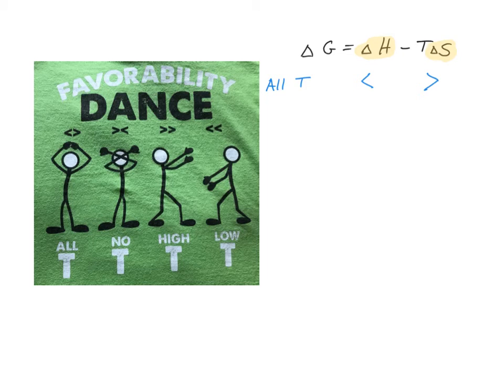If you have the situation where delta H is less than 0, delta S is less than 0, that means at no temperature will that reaction be spontaneous. Remember, delta H greater than 0 means endothermic. It's going to tend towards non-spontaneity. Delta S being less than 0 also tends towards non-spontaneity. So at no temperature, no T, is this situation going to lead to a spontaneous reaction.